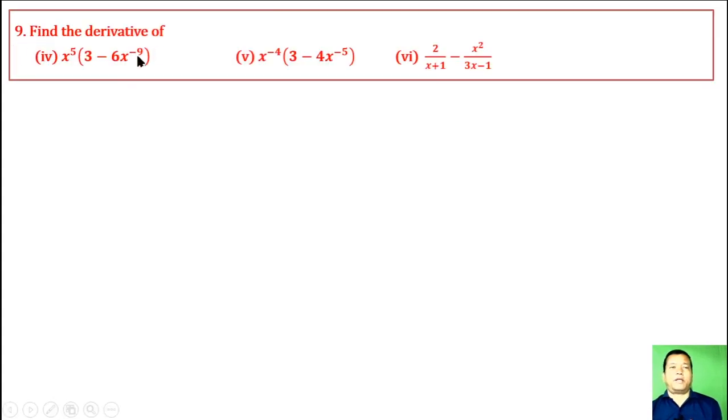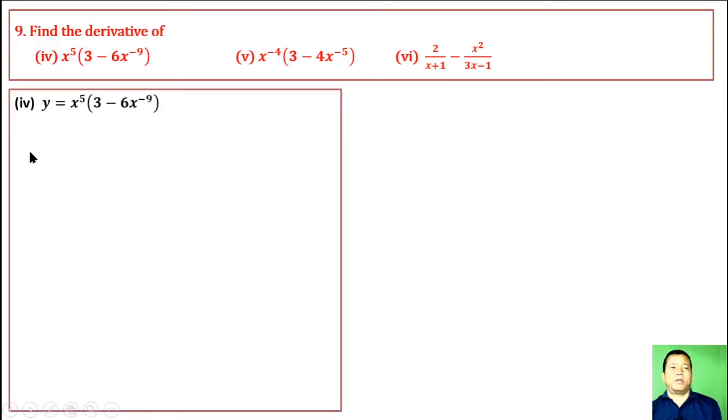Question 9. Find the derivative of Roman number 4, Roman number 5, Roman number 6. Roman number 4. Y equal to x to the power 5 times of 3 minus 6 times of x to the power minus 9. If actual multiply, we get this.